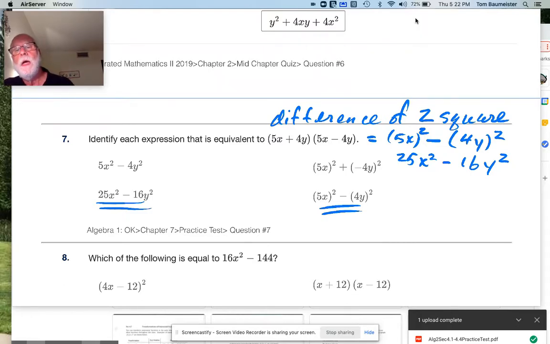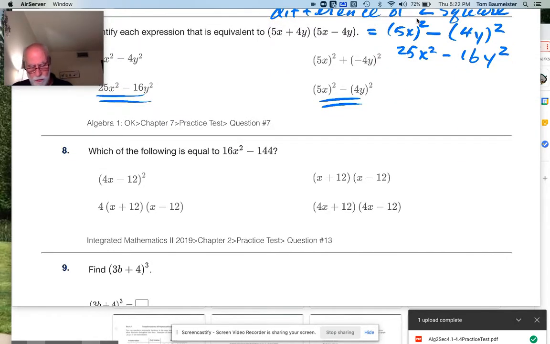Okay. And I did show you both of them in my notes. So that's why I think it's a pretty valid question. Now, which of the following is equal to 16x squared minus 144? So this is, again, just the same idea backwards.